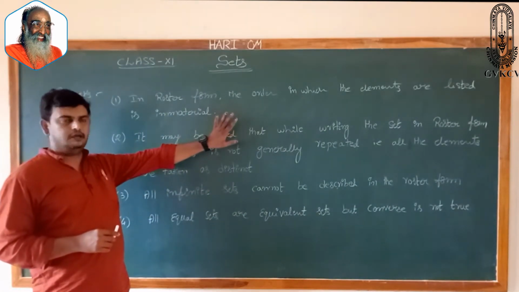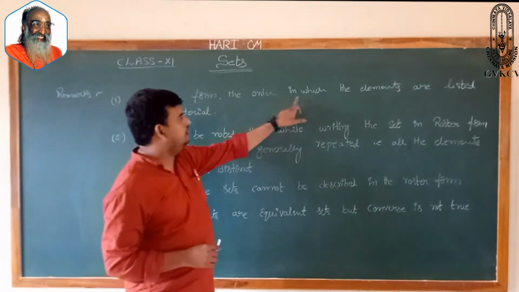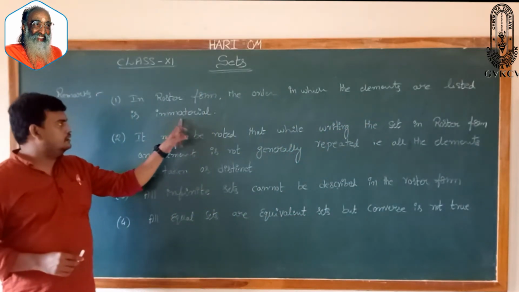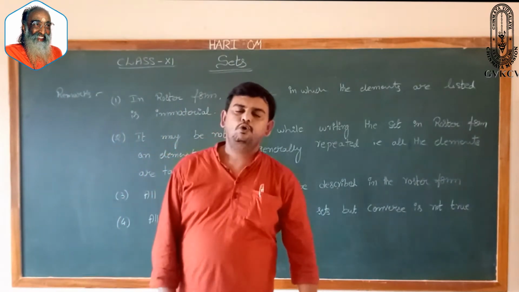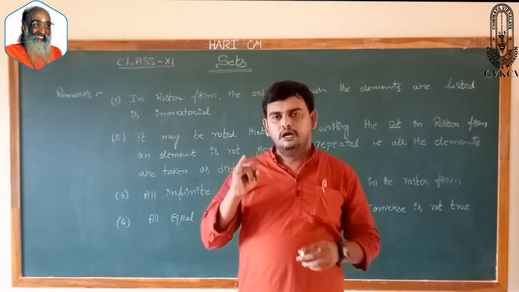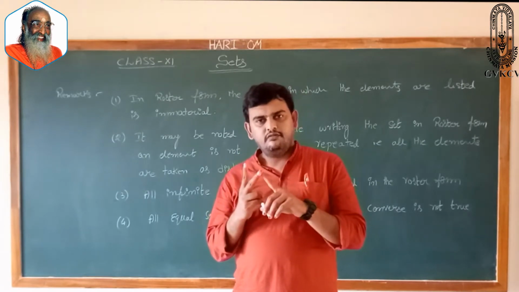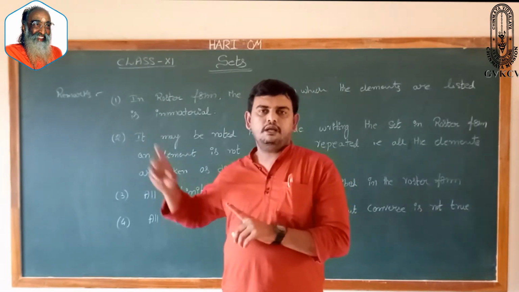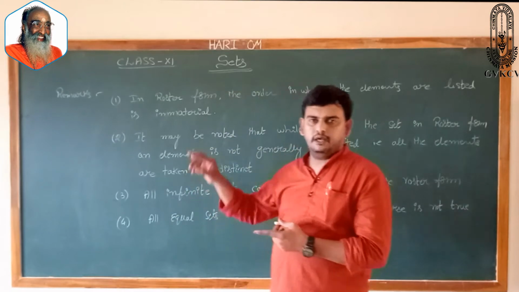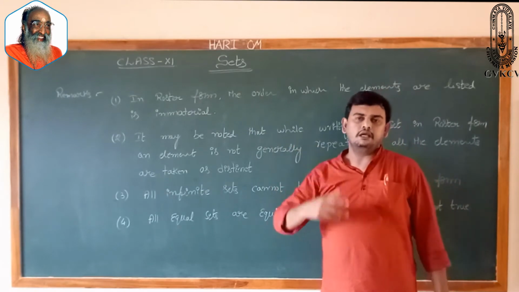Now, the first point here: in roster form, the order in which the elements are listed is immaterial. As I told you, a set can be represented in two ways. One is list form or roster form. The second one is set builder form or rule form. Here I am talking about list form, meaning roster form. What is given there? The order in which the elements are listed is immaterial.